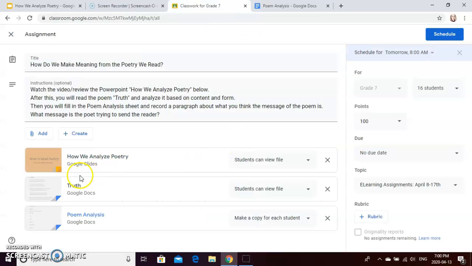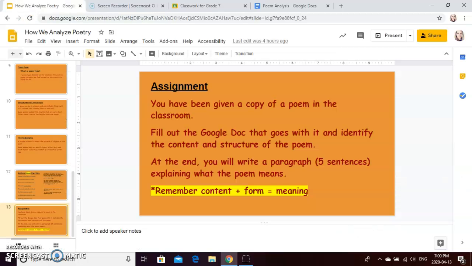So I see the poem that your sheet over is called Truth, and it is also attached in your classroom assignment. If you have any questions, let me know. Message me in the classroom or on the assignment.